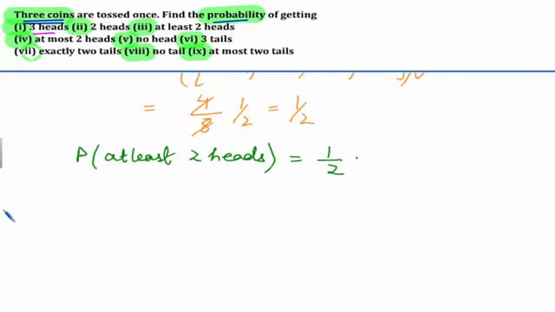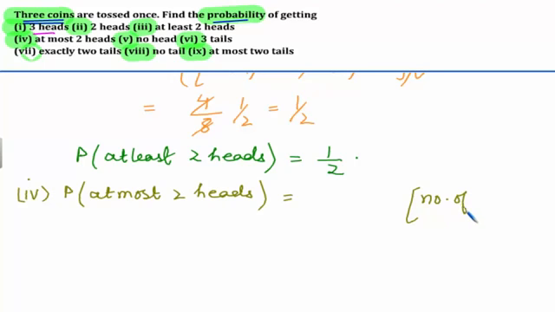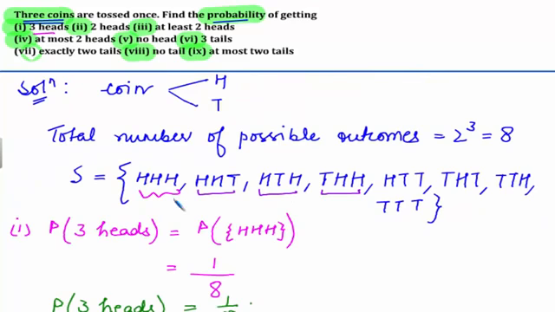Now let us proceed on to the fourth part. In the fourth part, we have to find the probability that at most 2 heads appear. At most 2 heads means that the number of heads is less than or equal to 2. And from the sample space, we see that for all the outcomes except HHH, the number of heads is less than or equal to 2.